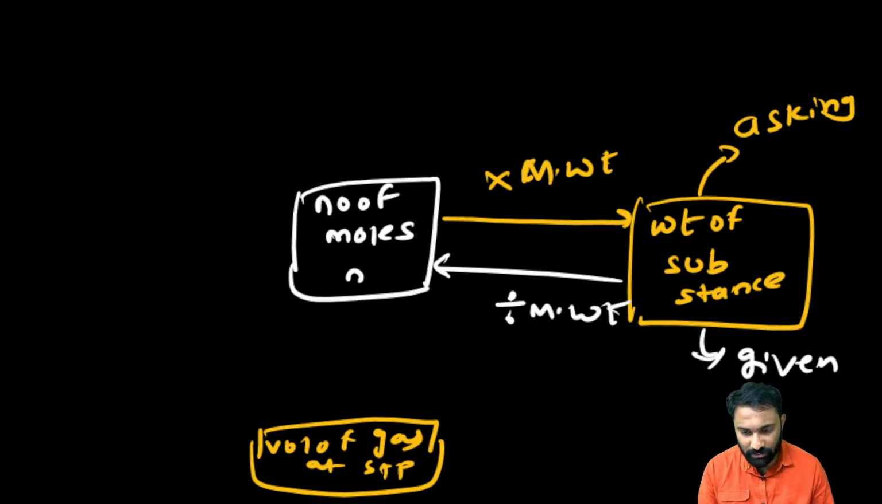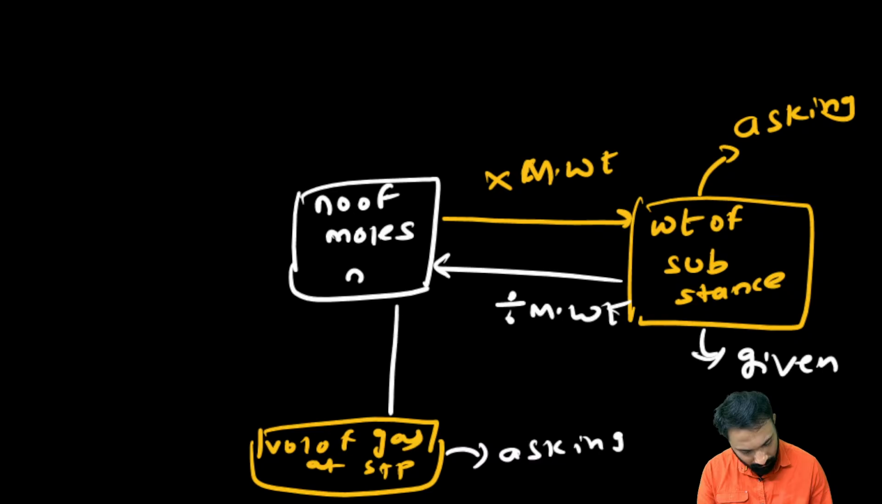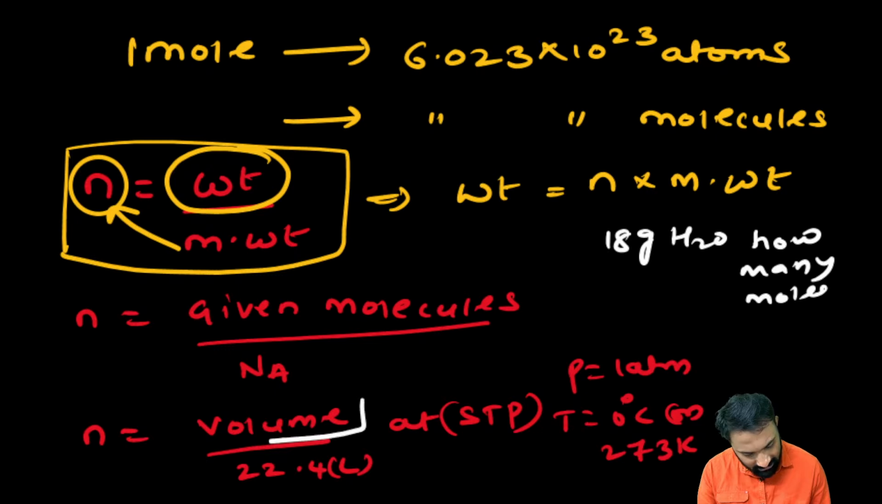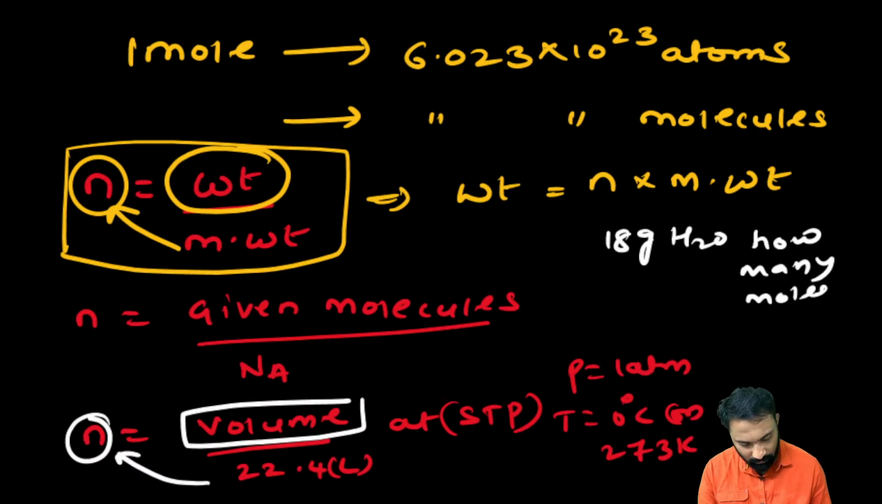Now suppose they are asking about the volume of the gas at STP. If they are asking for volume, what you do is just multiply 22.4 liters with the number of moles. The number of moles will be given in the question, so you just multiply by 22.4 liters, right?